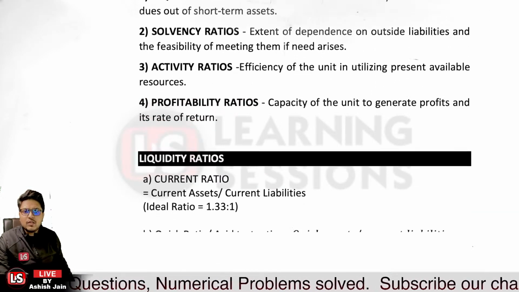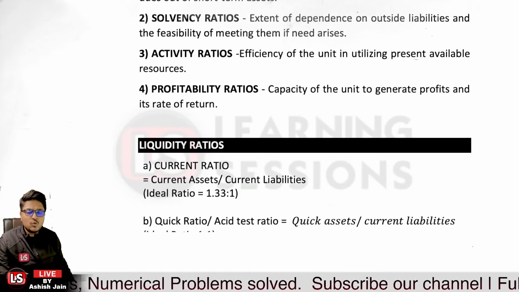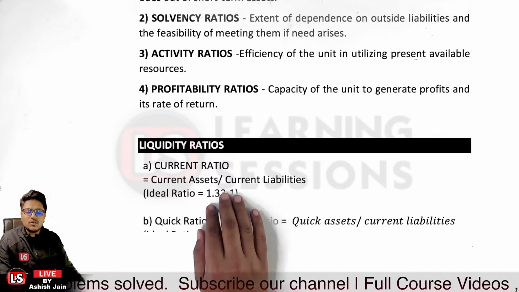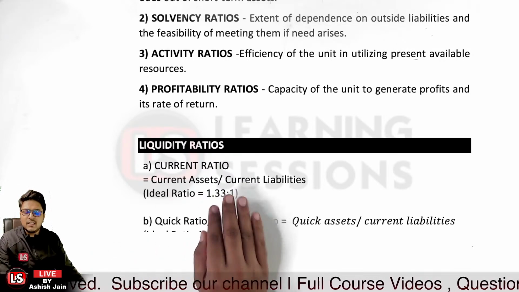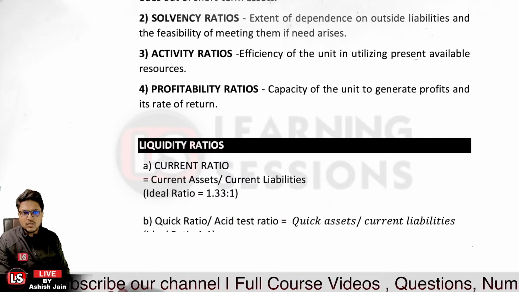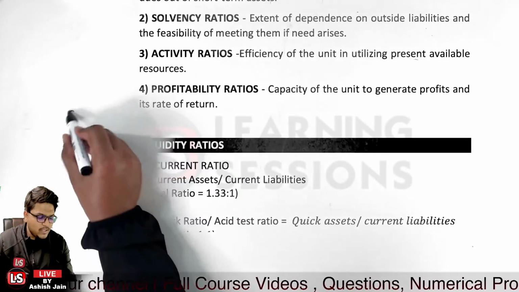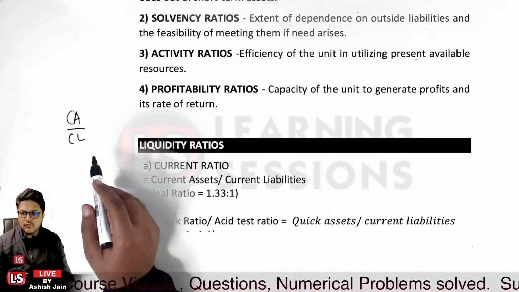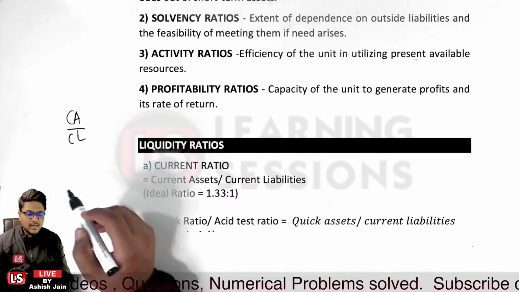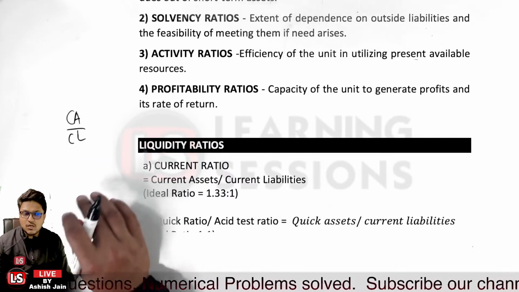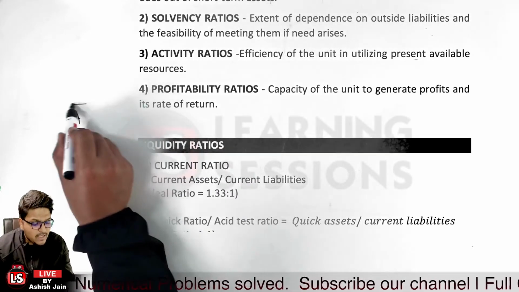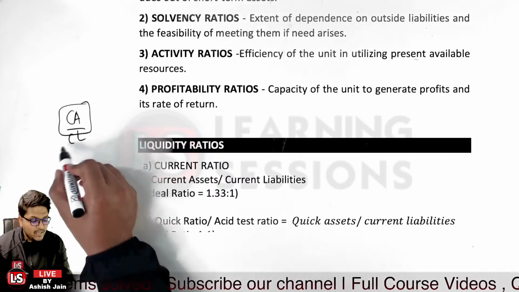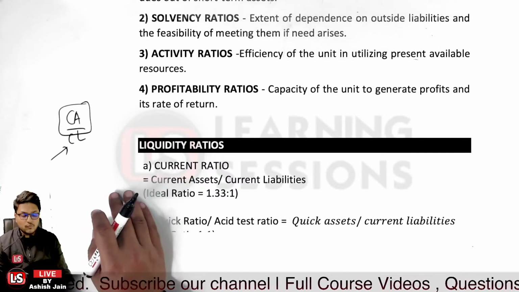The first type of ratio that we are going to cover is the liquidity ratios, and it says current ratio. Current ratio is equal to what? It is equal to current assets divided by current liabilities. So we have the current assets in the numerator and the current liabilities in the denominator. Current assets are like cash or stock in hand, the amount that we have with us right now, and liabilities are those which are to be paid off.